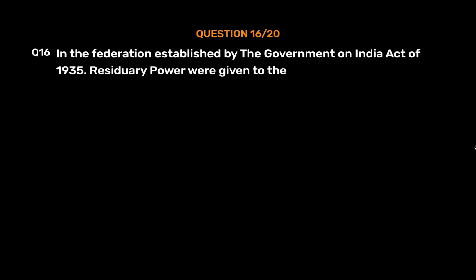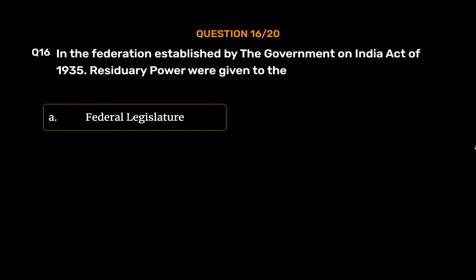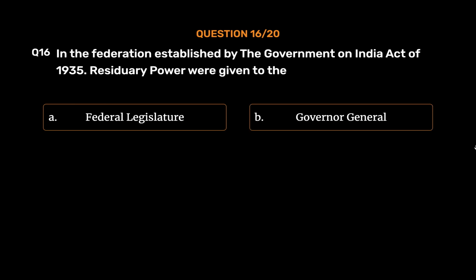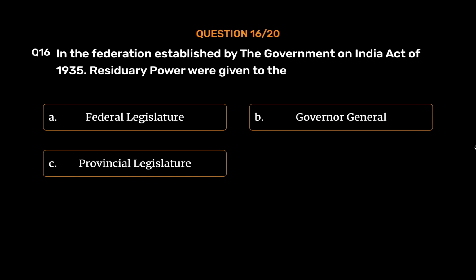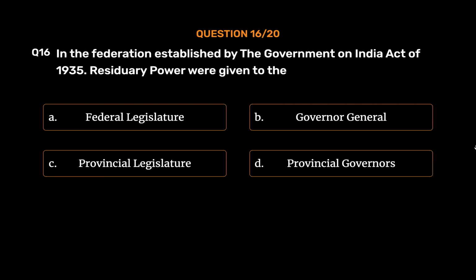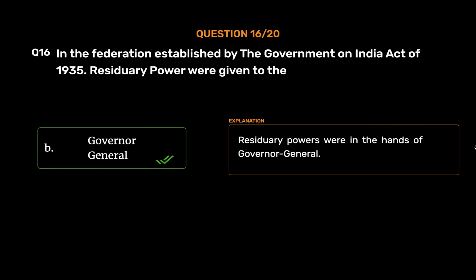Question number 16. In the federation established by the Government of India Act of 1935, residuary powers were given to the Option A. Federal Legislature. Option B. Governor General. Option C. Provincial Legislature. Option D. Provincial Governors. The correct answer is Option B. Governor General. Residuary powers were in the hands of the Governor General.